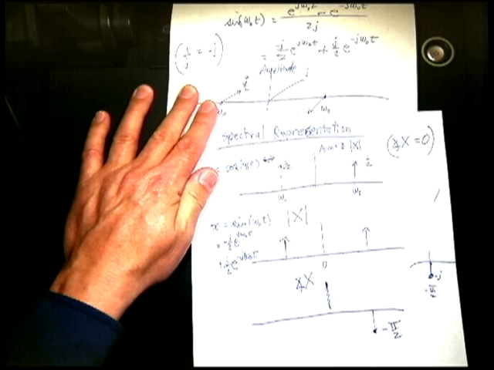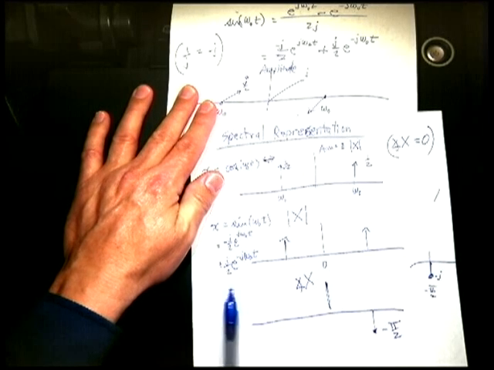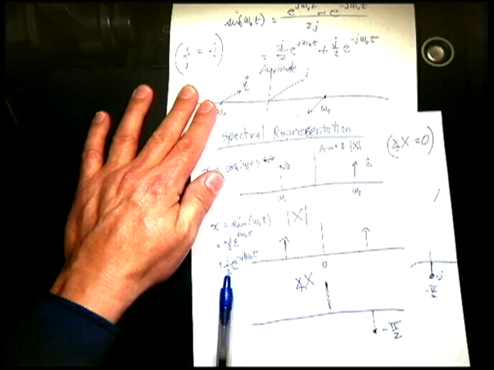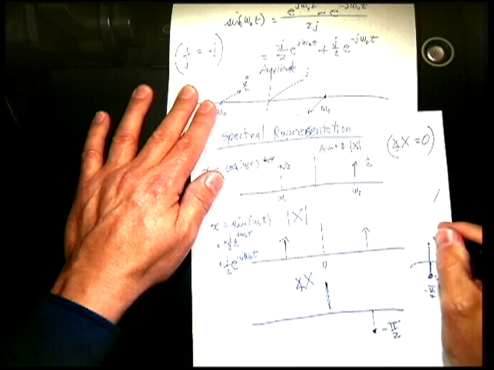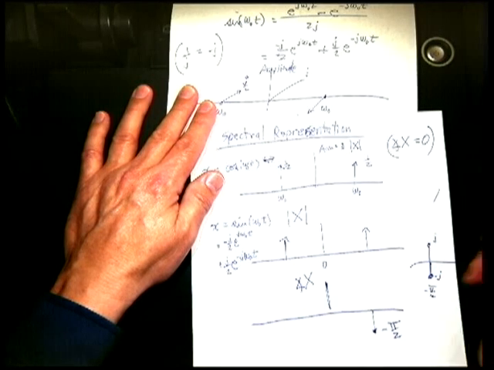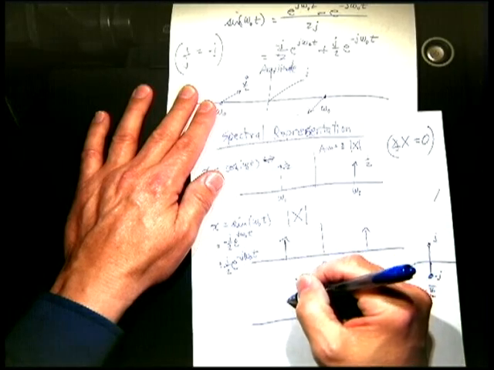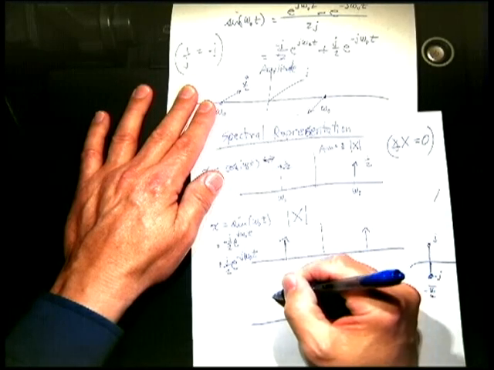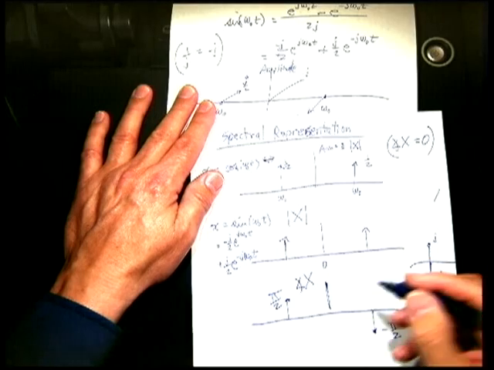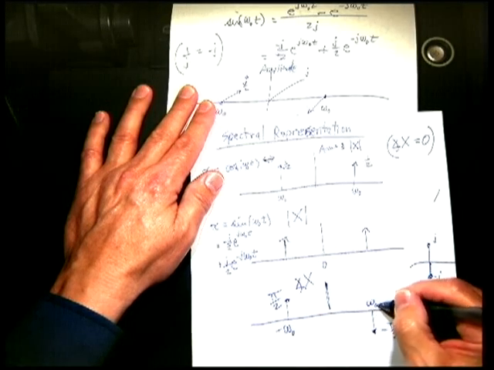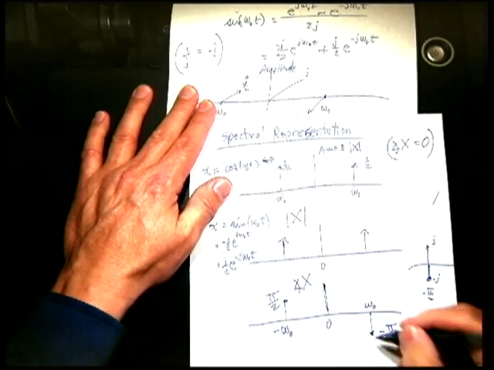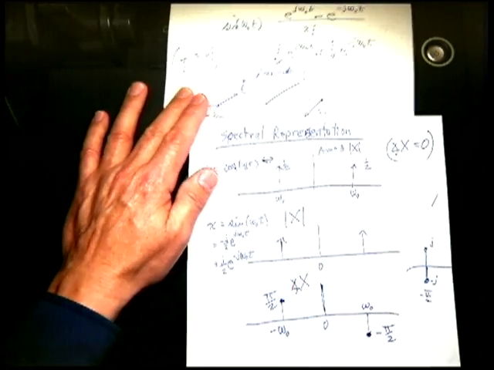So we would have a phase of minus pi over 2 at plus omega 0. And then at minus omega 0, we can forget about the half. We have a coefficient of j, which is a plus 90 degrees, or plus pi over 2. So we would plot plus pi over 2 over here at minus omega 0. Here we are at plus omega 0, and 0 is in the middle.